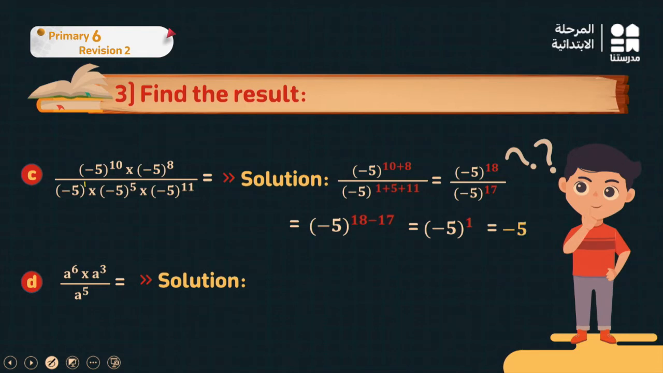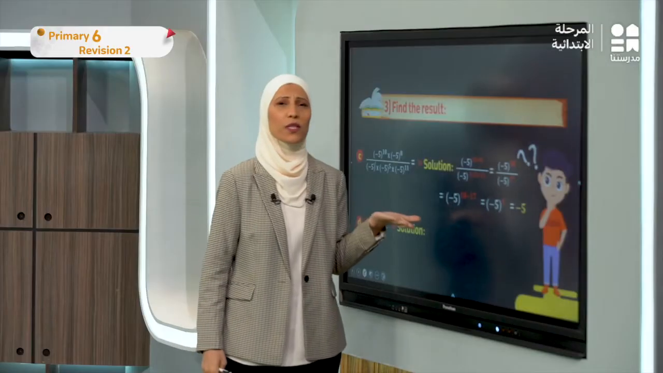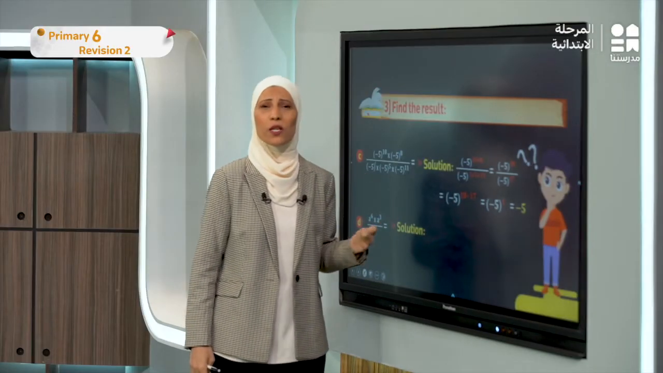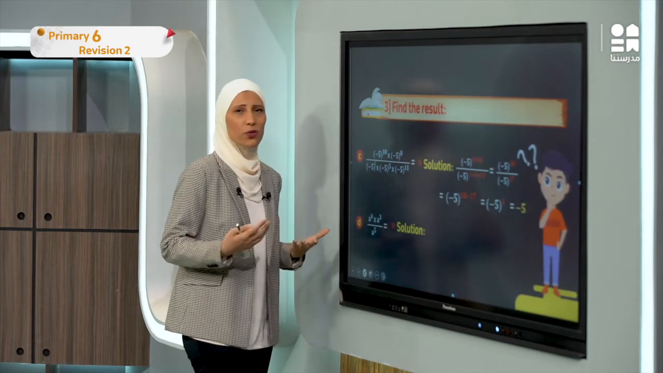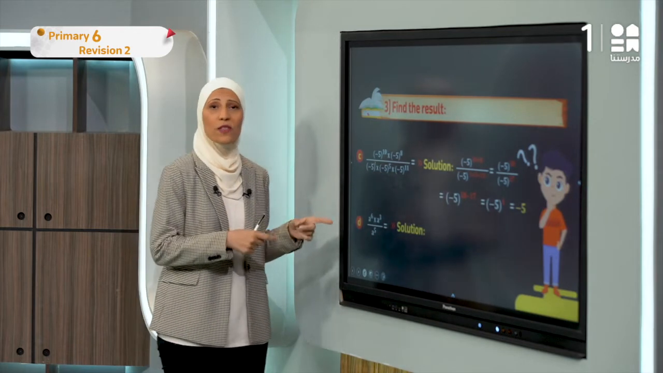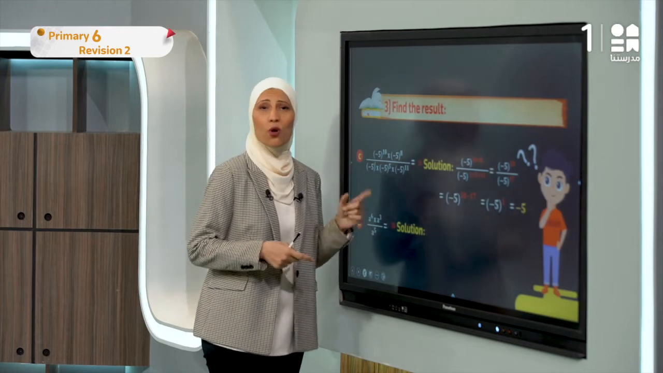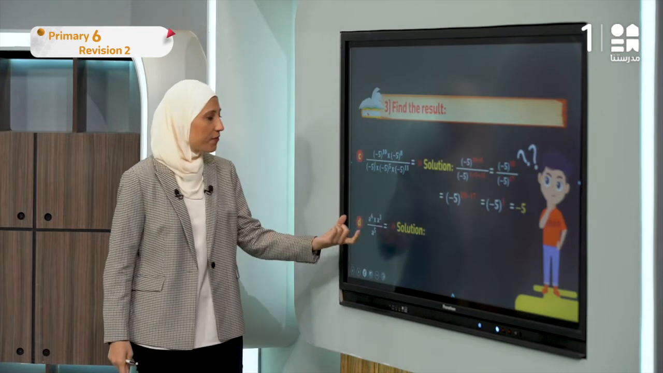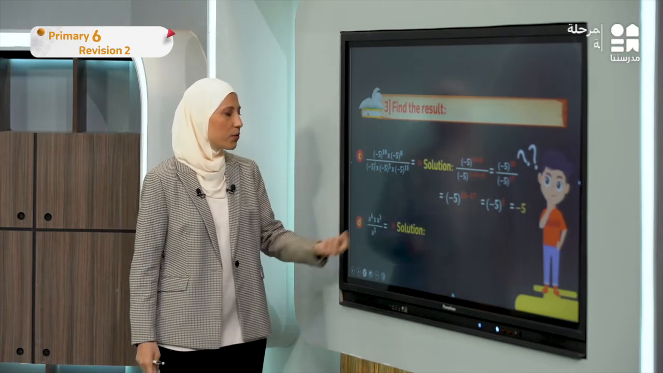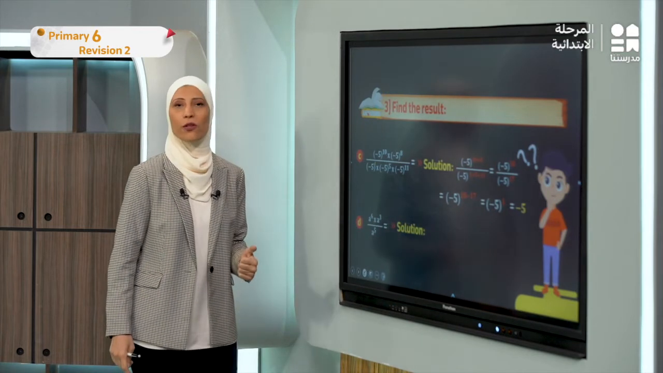Look how I can answer such an example without using a calculator. Just with a rule and by understanding the rules, you can find many different exercises without using the calculator. If you use the calculator, you are going to take more time than you would answering without a calculator, of course. Here I have a to the power of 6 times a to the power of 3 out of a to the power of 5.